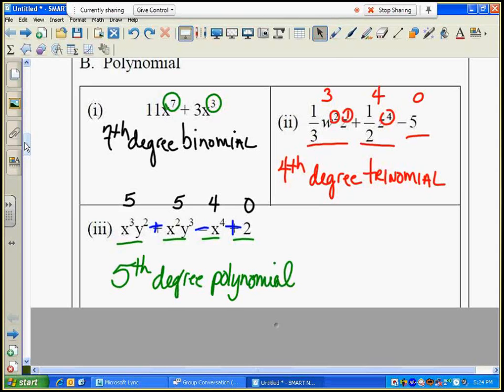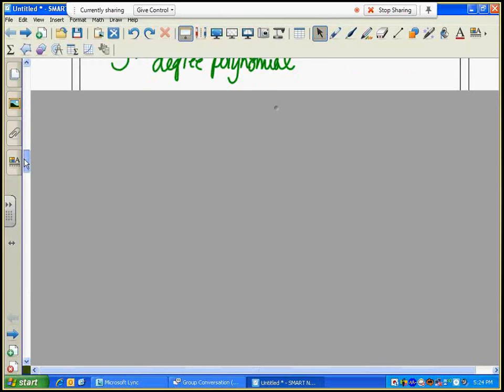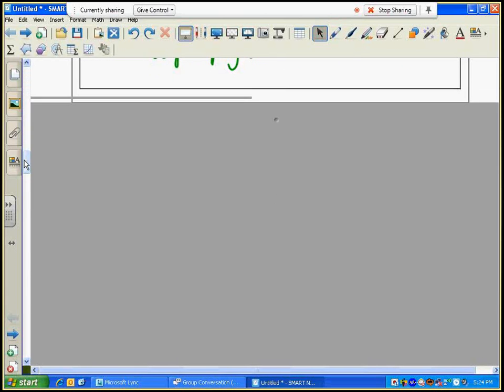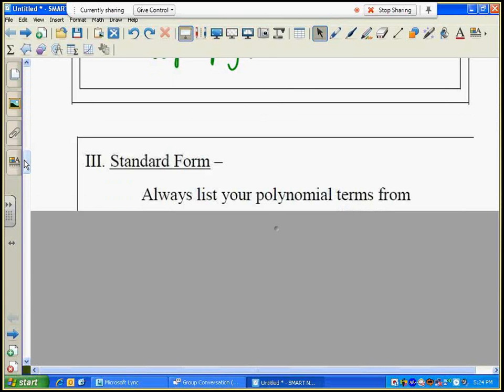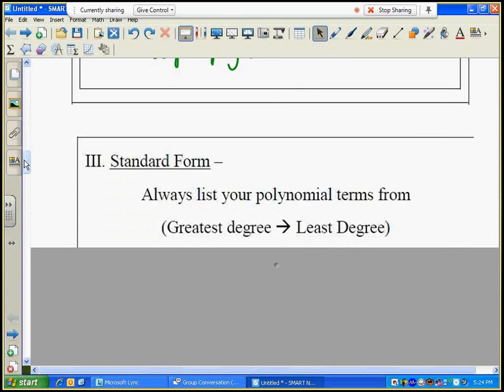Let's go to the bottom left part of your notes, the one where we wrote down standard form. Now take a moment to copy this down. There is a proper way to write these polynomials, and it is in standard form. What that means is that you're always going to list your polynomial terms from greatest degree to least degree. Let me give you an example.